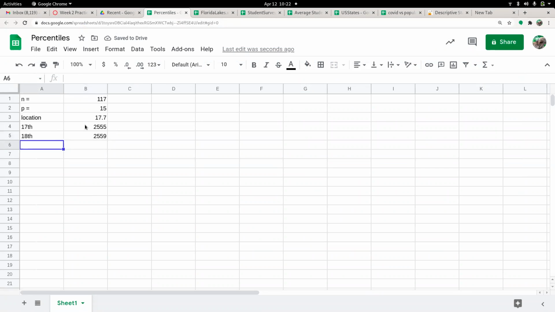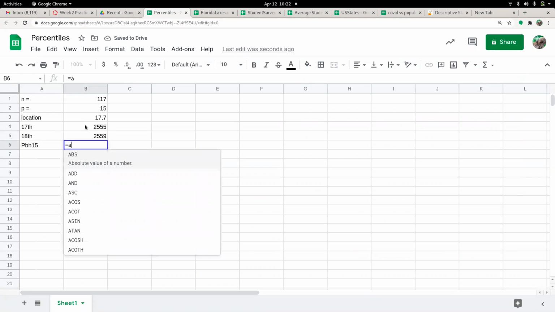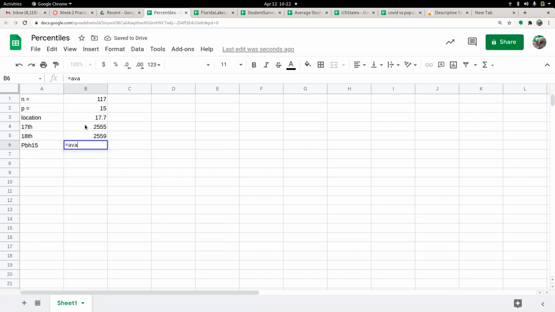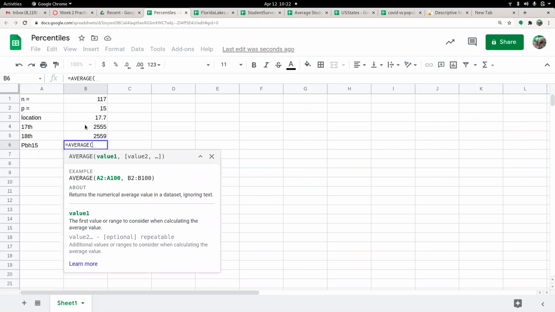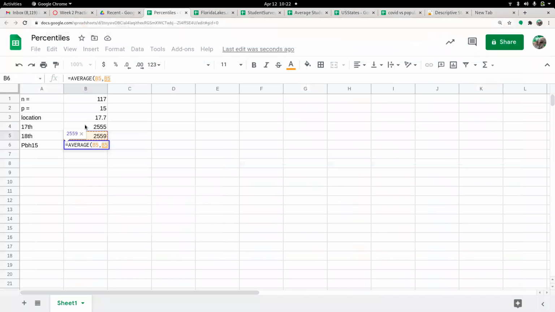So let's call this P by hand 15. It is going to be the average of those two numbers. All right, so I get 2,557 is the by hand one. Now, if I put the data in here, the spreadsheet's going to give me a different version.